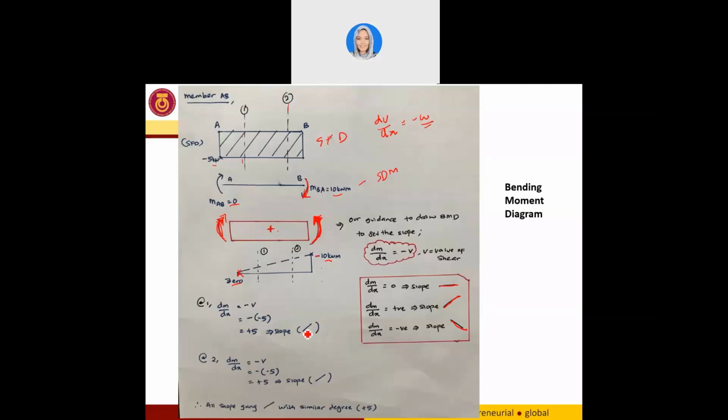The slope is going upward. At point 2, similarly, you have dM over dx equal to negative V. How much is our V at point 2? It is equal to negative 5. Negative 5 makes it positive 5, so the slope is pointing upward as well. This is why for these 2 points you have a slope pointing upward.